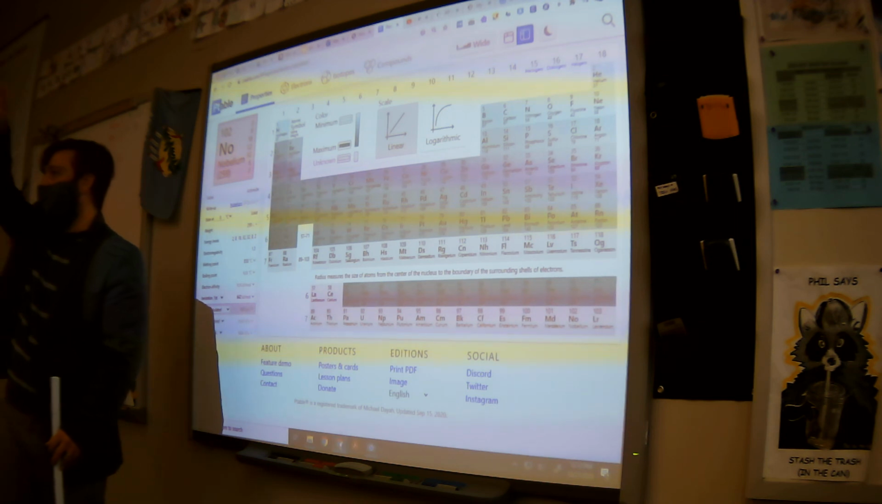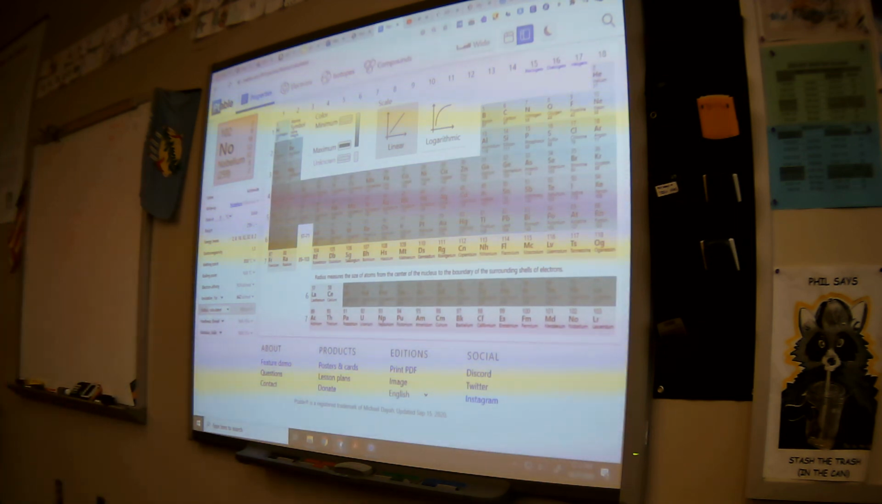Question two. Explain the trend in atomic radius. Go. Same idea. The lucky thing is, you just went over it, so you don't have to remember anything. You just have to put it in your own words and explain it. Explain the trend in atomic radius.